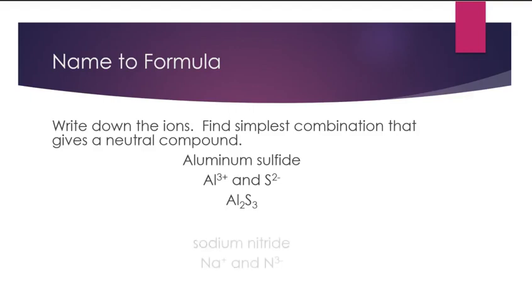And then let's take another look. Sodium nitride. Well, sodium is a +1. Nitride is a -3. I'm going to need 3 sodiums for each nitride. So the formula of sodium nitride is going to be Na3N. Hope this helps.